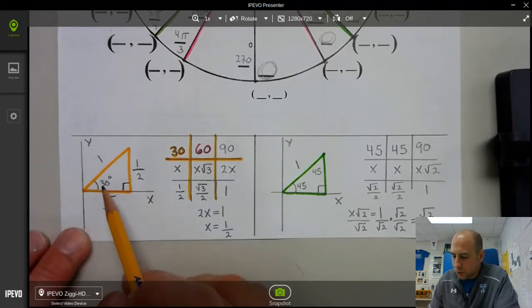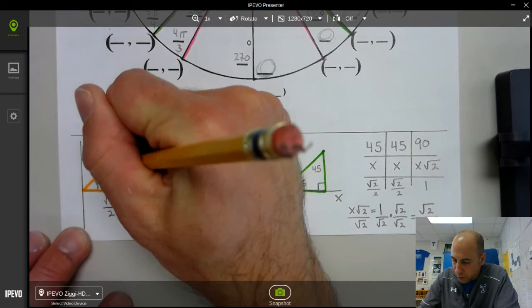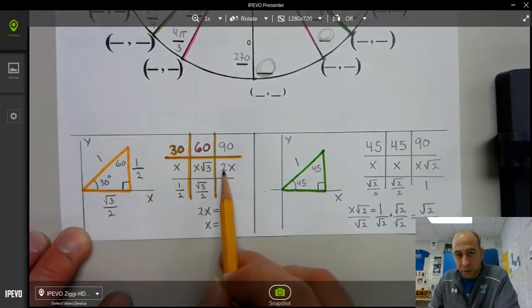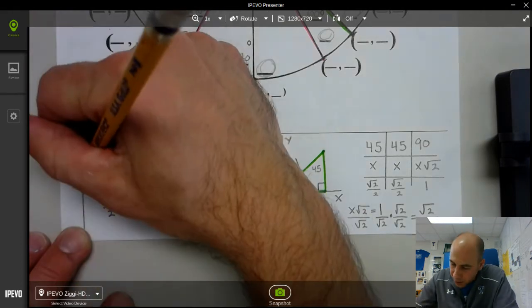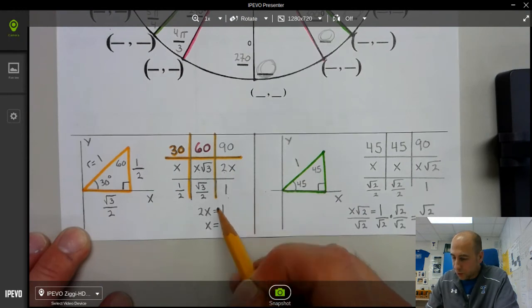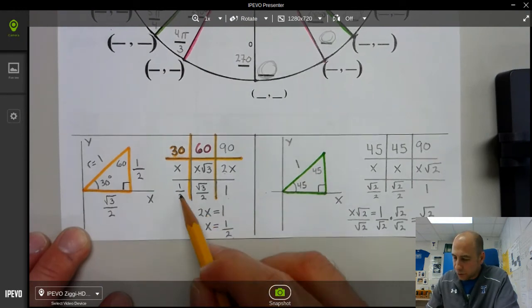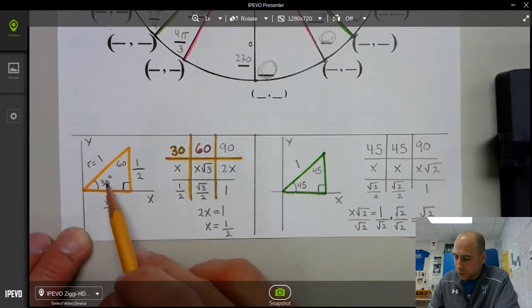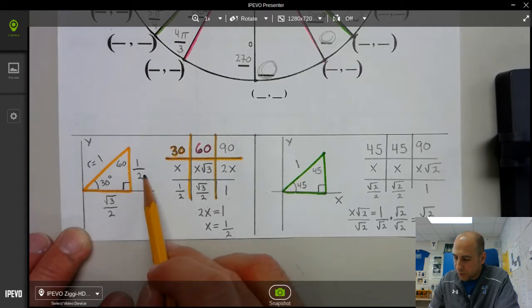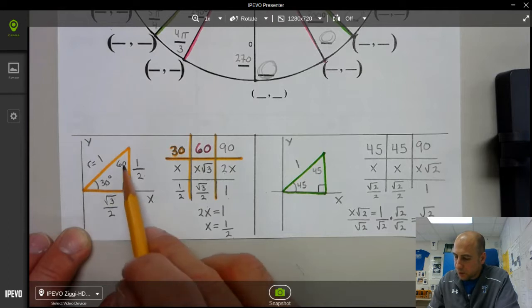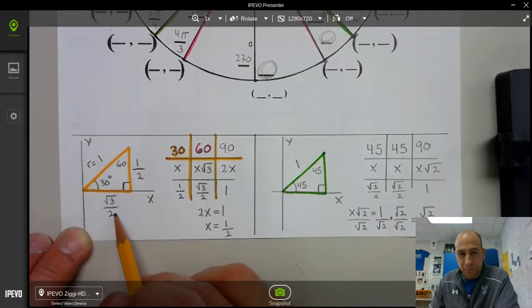So we know we're looking at a 30, 60, 90 degree triangle, okay? Well, going back to our table, we know 30, 60, 90 is x, x square root of 3, and 2x. Well, we know that this radius is 1, so that we know that 2x equals 1. Well, if we solve for x, x is 1/2. So x is 1/2, and this is square root of 3 divided by 2. Well, we know that 30 is across from x, so this is 1/2. And we know that square root of 3 over 2 is across from 60, okay? So now we have our values.